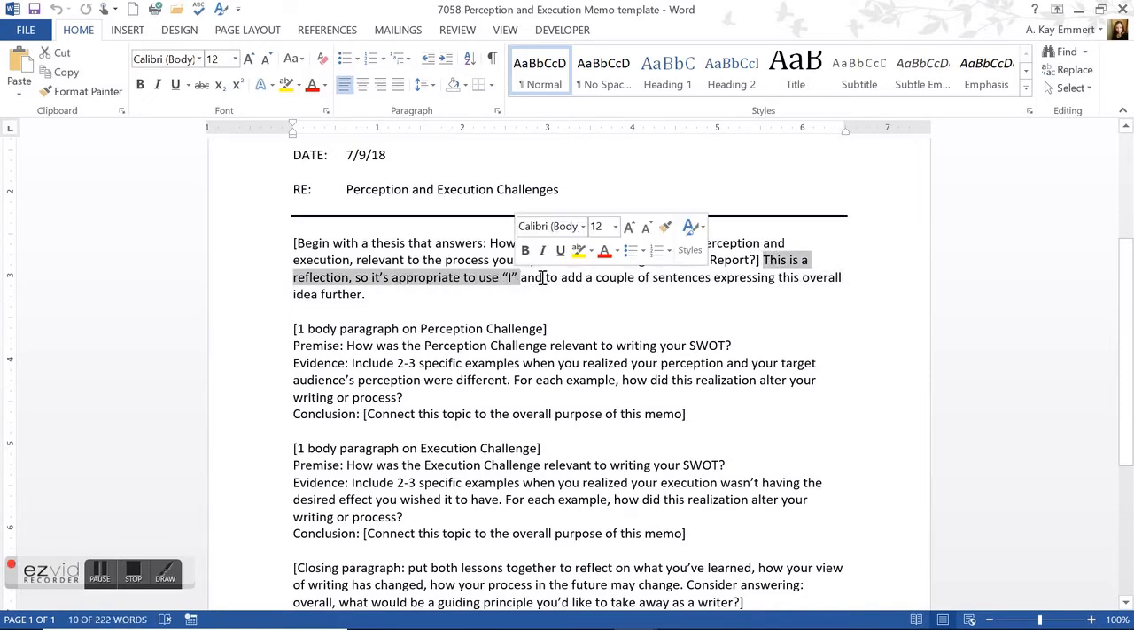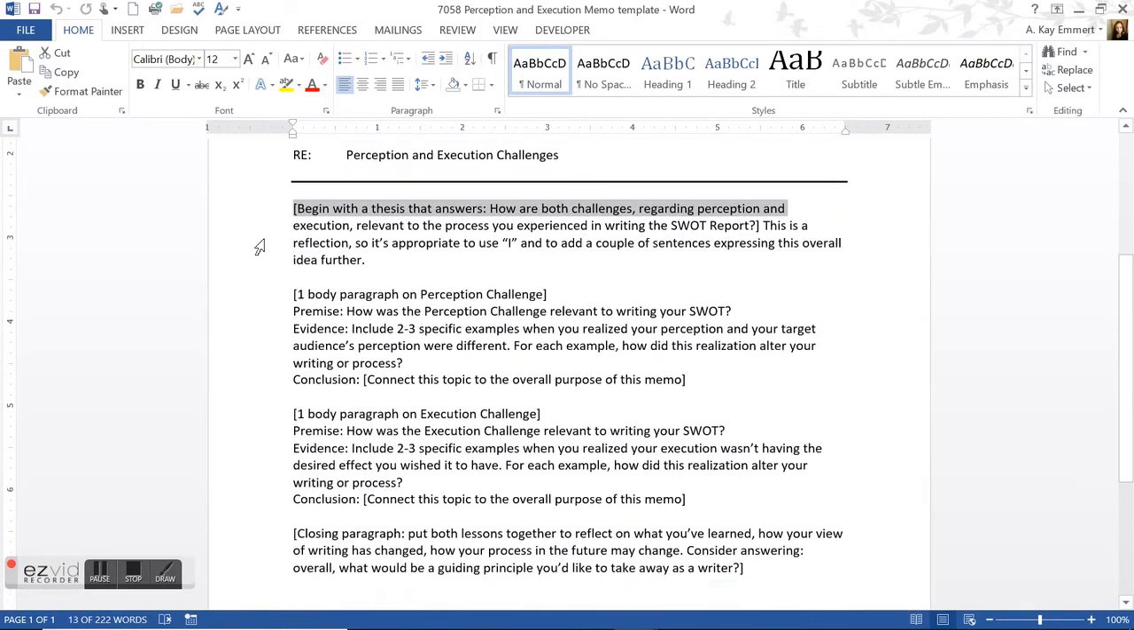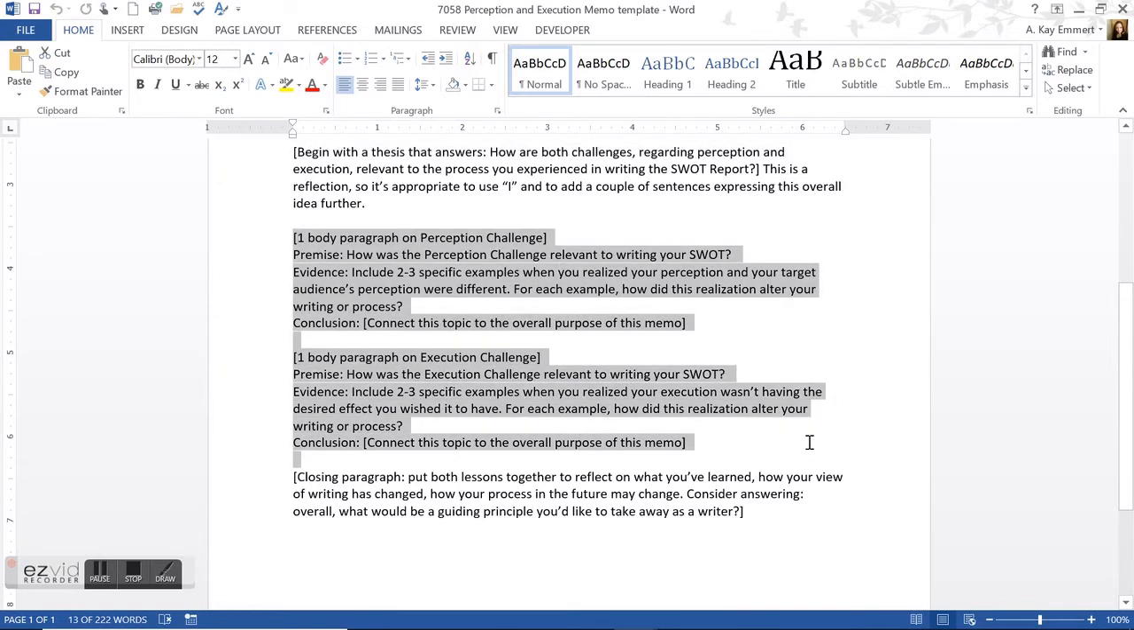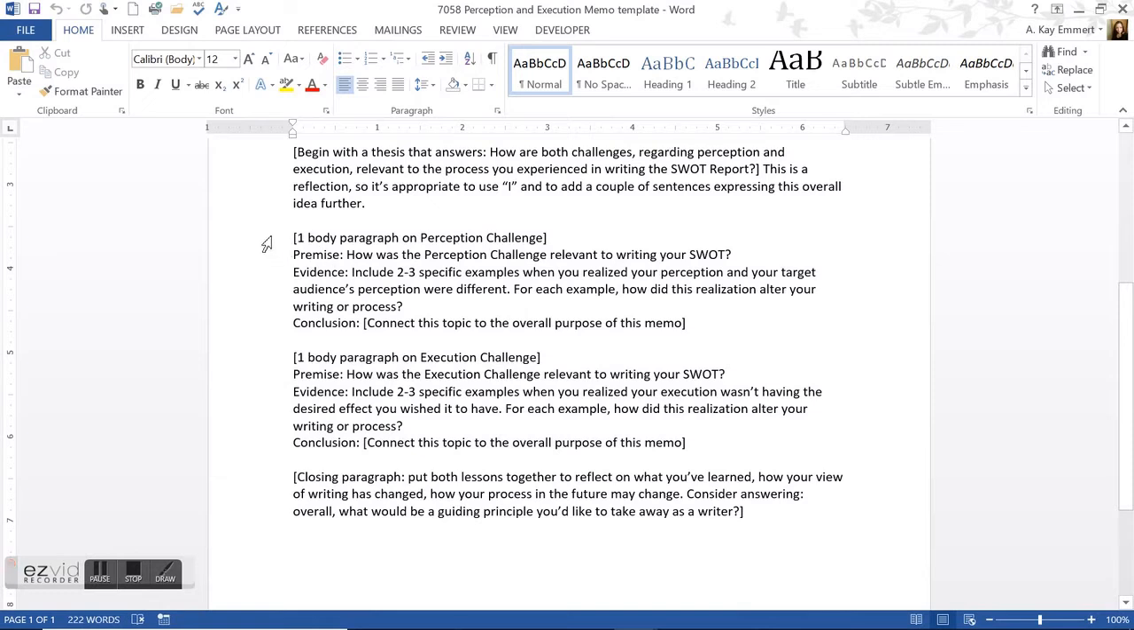If you want, so this is a reflection, so it is appropriate to use first person I. And if you want to, you can add a couple of sentences expressing this overall idea further. So if you want to give me a little bit more context, the opening is a good place to do that. However, if you feel like your thesis is sufficient on its own, you can just leave this as one sentence. Okay, so next we have our body paragraphs. And again, I would recommend that you draft these first.